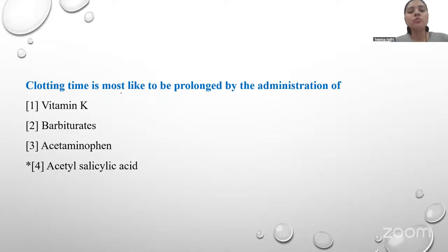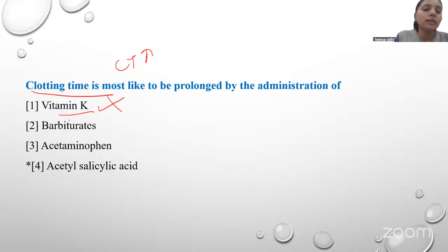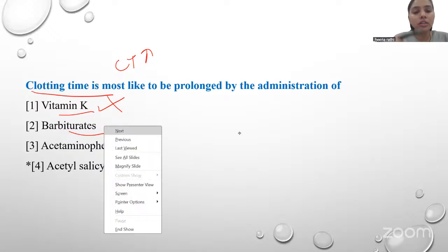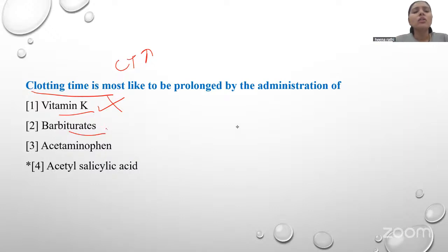Which clotting time is most likely to be prolonged by the administration of the drug? As we know, vitamin K is responsible for clotting factor synthesis. Yes, it is required for the clotting factor, so clotting time is prolonged by this. No, it is not prolonged by this one, it is required, it is reduced by this. Barbiturates like phenobarbital do not have any effect on the clotting time, so it is not there.